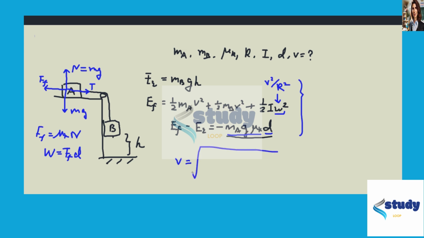the square root of 2 times (MB minus MA mu k) g d, divided by (MA plus MB plus I over r squared). Okay.